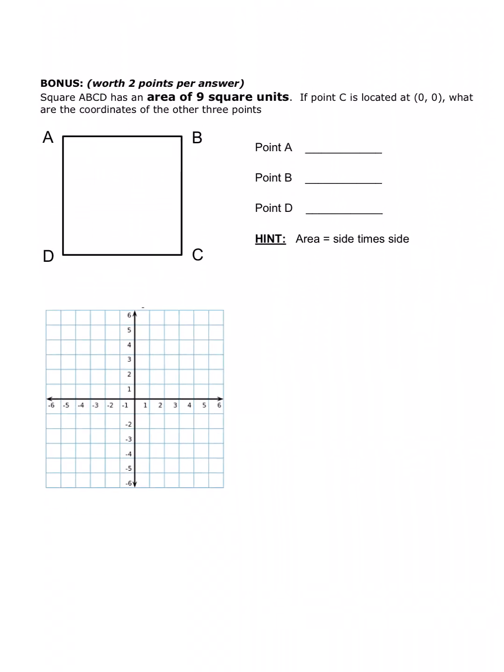Bonus, worth 2 points per answer. Square ABCD has an area of 9 square units. If point C is located at 0, 0, what are the coordinates of the other 3 points? Point A, point B, point D. Hint: area equals side times side.